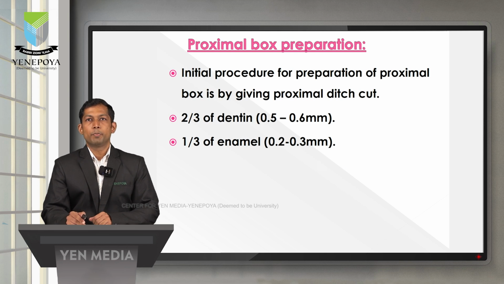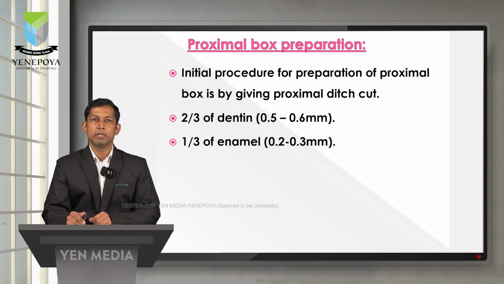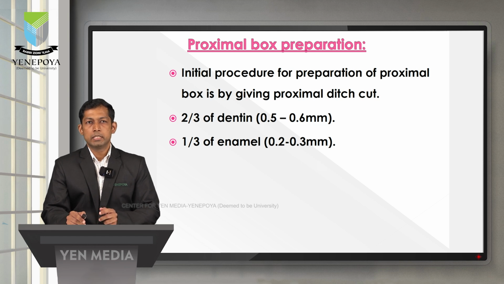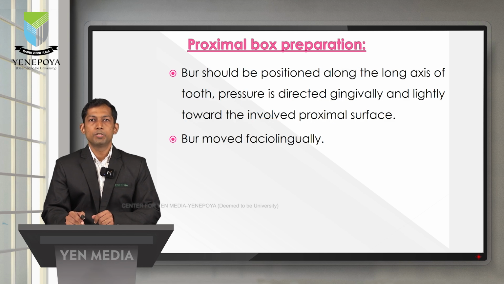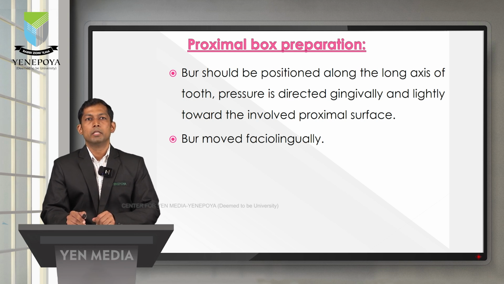The initial procedure for preparation of the proximal box is by giving a proximal ditch cut. Now the gingival seat that is formed will have 2/3 of dentin and 1/3 of enamel. The bur should be positioned along the long axis of the tooth, pressure is directed gingivally and lightly towards the involved proximal surface. The bur is moved in the facial-lingual direction.